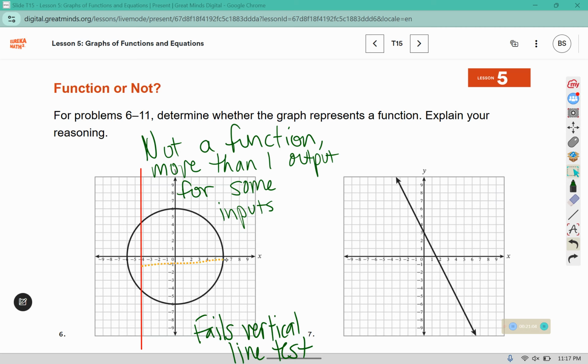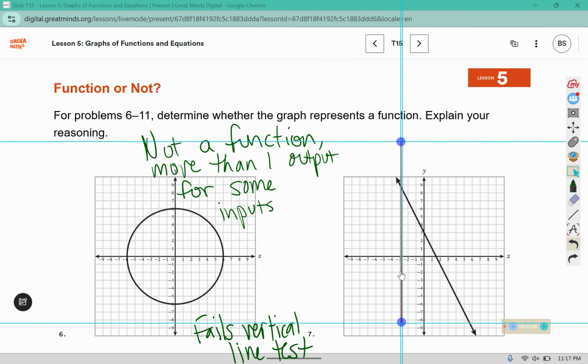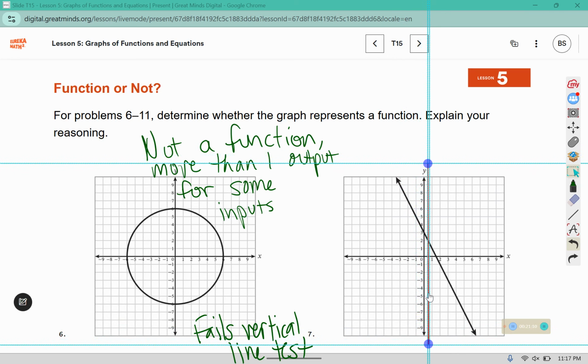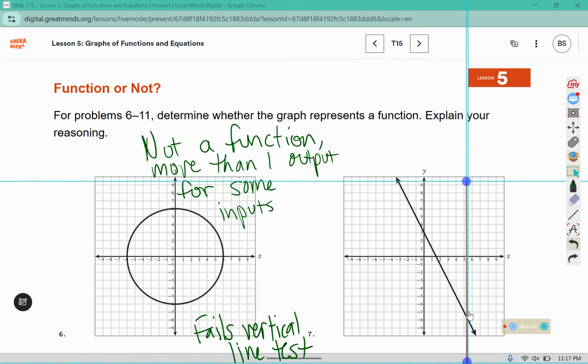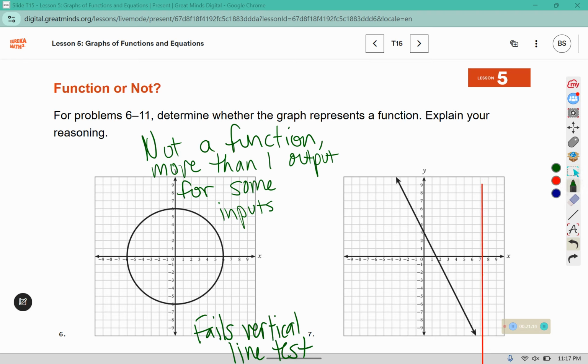If we take that vertical line to this function here, it only ever touches that vertical line at one spot at a time. So this is a function. Each input goes to exactly one output.